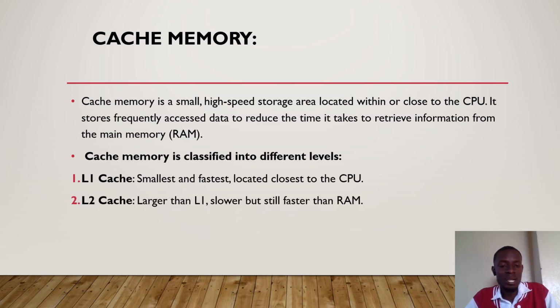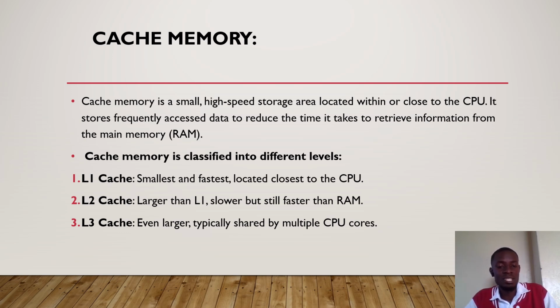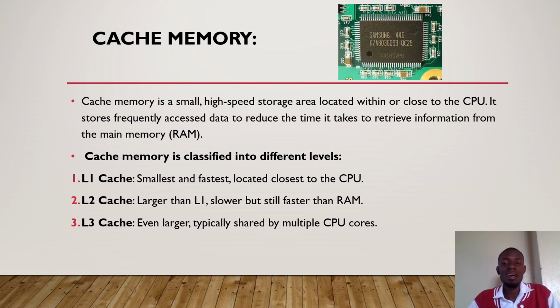And then we have the L2 cache. This is larger than the L1 but slower than the L1, but still it is faster than the RAM. And then the other one is the L3 cache. This is also larger than L2 and L1, typically shared by multiple CPU cores. And this is how the cache memory might look if you happen to look onto the motherboard. You can look at the figure up there.